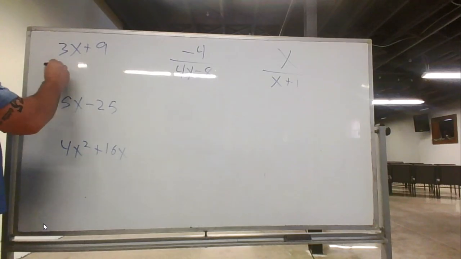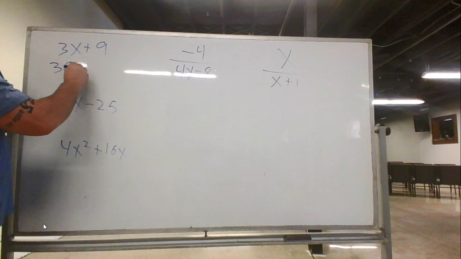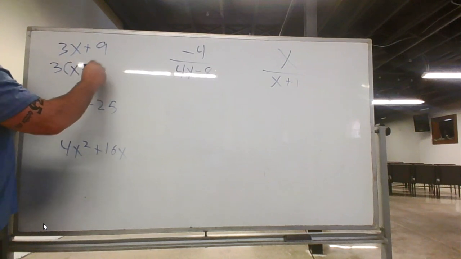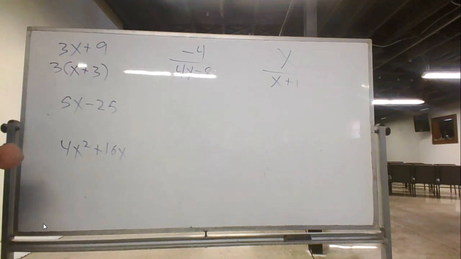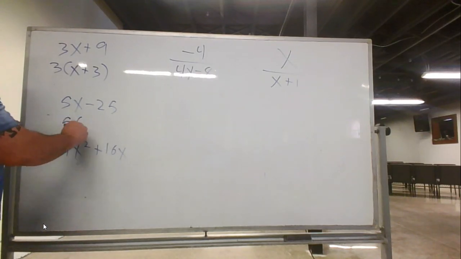Again, 5x divided by 5 minus another term. Then with something squared plus 6x, we have 4 as a common factor, but also x.